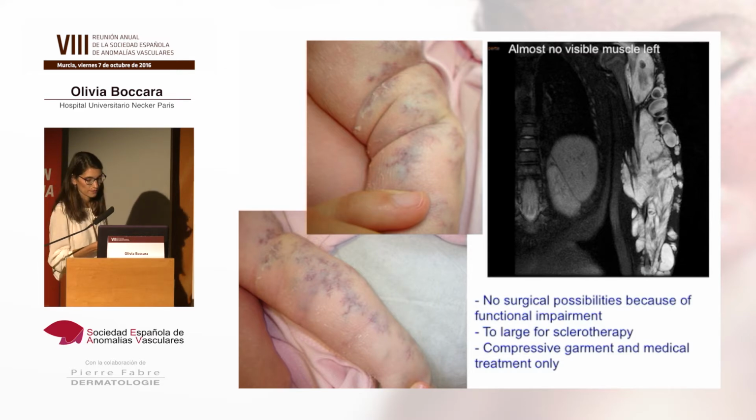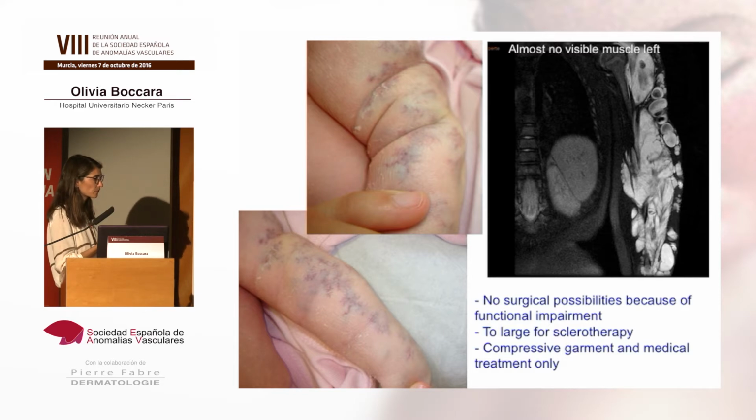So let's go through several clinical examples. This little girl, this picture is close to the birth, so she was very little, and the MRI was performed at 1 year of age. You can see this very huge venous malformation of the arm. It is very impressive because the venous malformation almost replaced the whole muscle. And this little girl, she's now 5 years old, and she does not have any problem to move her arm. She just has compressive garments.